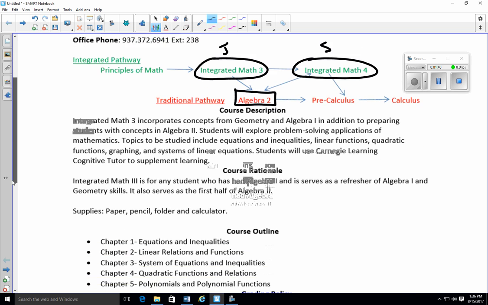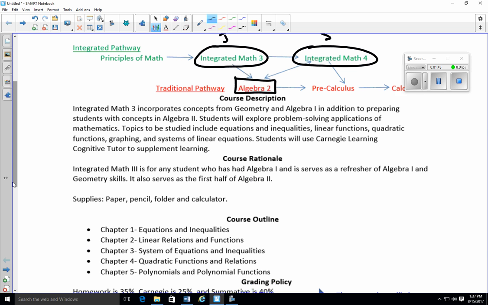The course description, you can pause the video and read if you'd like to. I'm not going to spend time on that, but I will skip to the course rationale. Integrated Math 3 is for any student who has had Algebra 1 and serves as a refresher of Algebra 1. In the beginning of this course, we're going to spend a lot of time with equations and expressions and getting good with those skills. Towards the end of the year, we're going to be incorporating the geometry skills, and those vary from year to year as our labs change here at the Career Center. But for the most part, the bulk of this course is going to be the first half of Algebra 2.